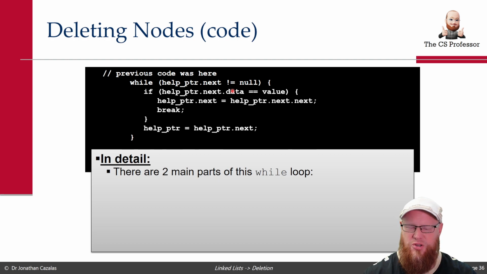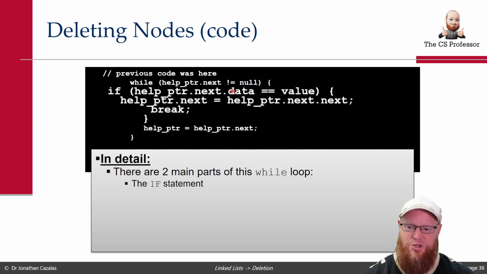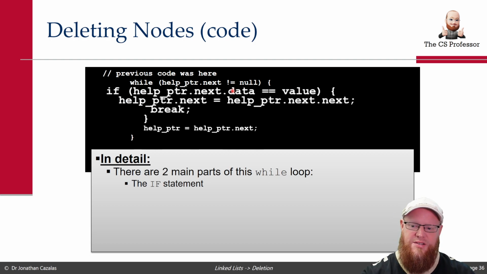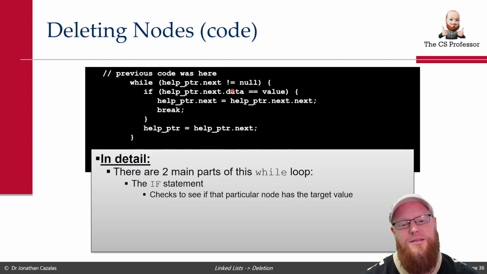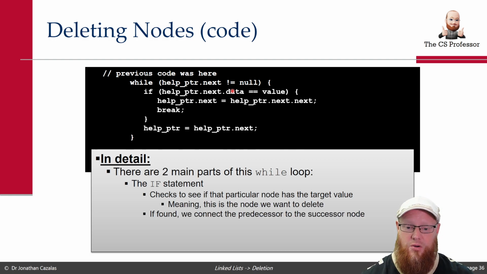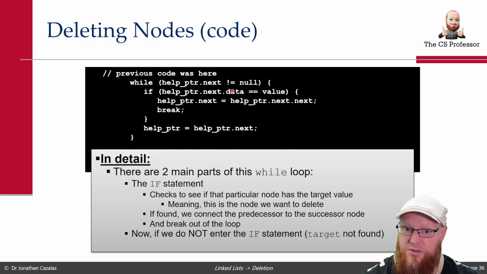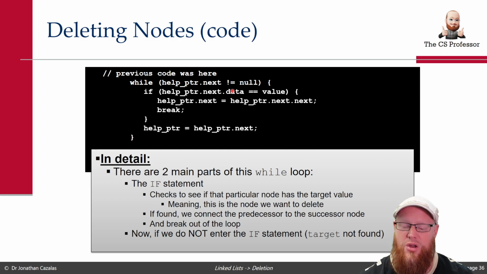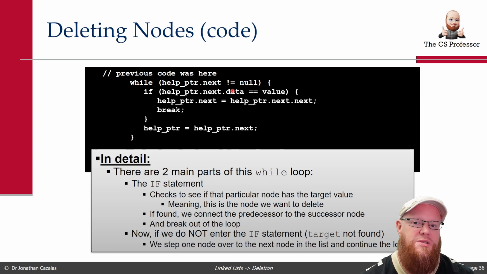Why is that? There's two main parts of this while loop. We have this if statement and everything inside it. Get excited for this amazing animation here. Woo! There's the if statement. The if statement and the stuff inside it, what's going on there? That's checking to make sure that some particular node has the target value that we are looking for. If we find that node, we need to bypass it. We need to make the predecessor point to the successor directly. And then, of course, we're going to break out of the loop. Now, if we don't enter that if statement and we have not yet found the node that we're looking for, take one more step down the list.